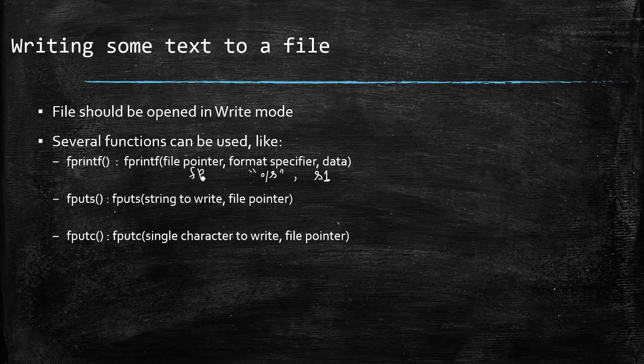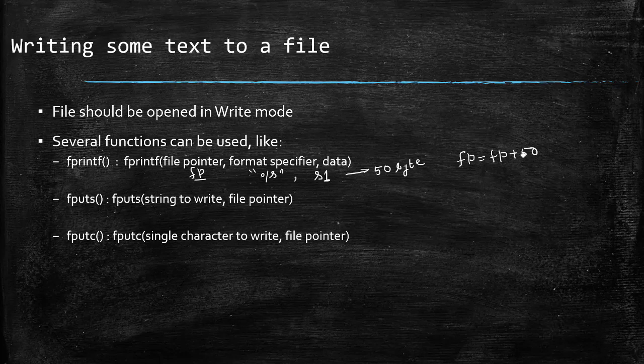Now suppose it is writing 50 bytes of data, meaning in s1 there are 50 bytes. So after execution of the write operation on the file buffer, fp will be automatically incremented by 50. So it will be automatically incremented by the amount of bytes it is writing.